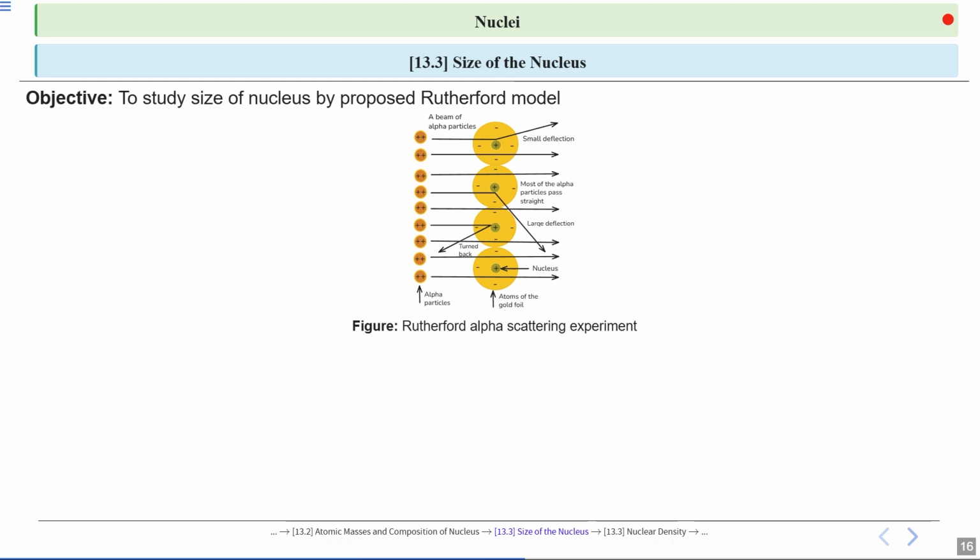Let's study the size of the nucleus using the Rutherford model. Take a look at the diagram in the center. This shows Rutherford's famous alpha particle scattering experiment. Notice how alpha particles are directed at a thin gold foil and we observe how they scatter.